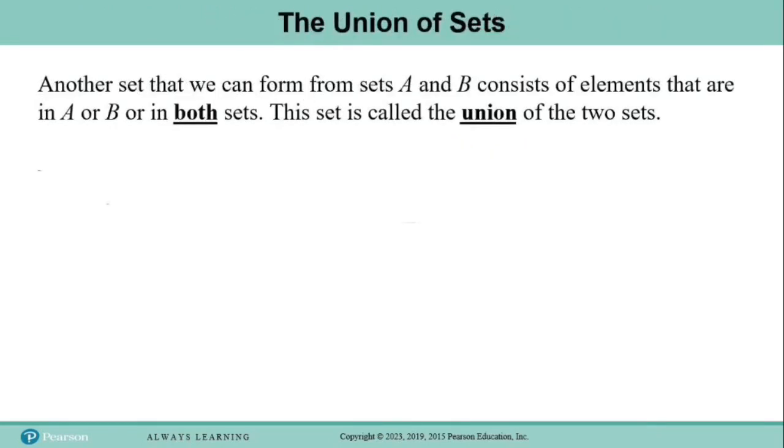Now let's talk about the union of two sets. So another set that we can form from sets A and B consists of elements that are in either A or B or in both sets. And this new set is called the union of two sets. And this also has a symbol. So the union symbol looks like this. It almost looks like a letter U, but notice it does not have a tail on it. So it's the upside down of the intersect symbol that we just saw a minute ago.